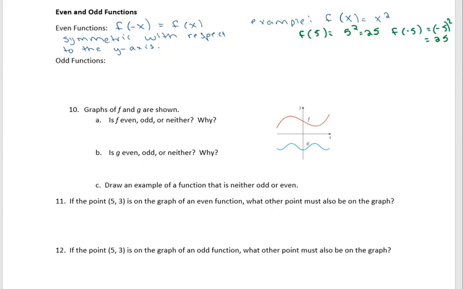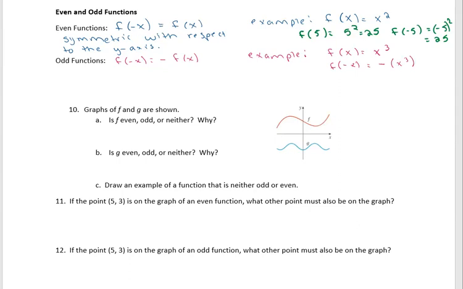Let's look at an odd function. An odd function means when you put in the negative x, it switches the whole sign. So let me give you an example there. This would be like f of x equals x to the third. If you put in negative x, that will be negative x to the third.